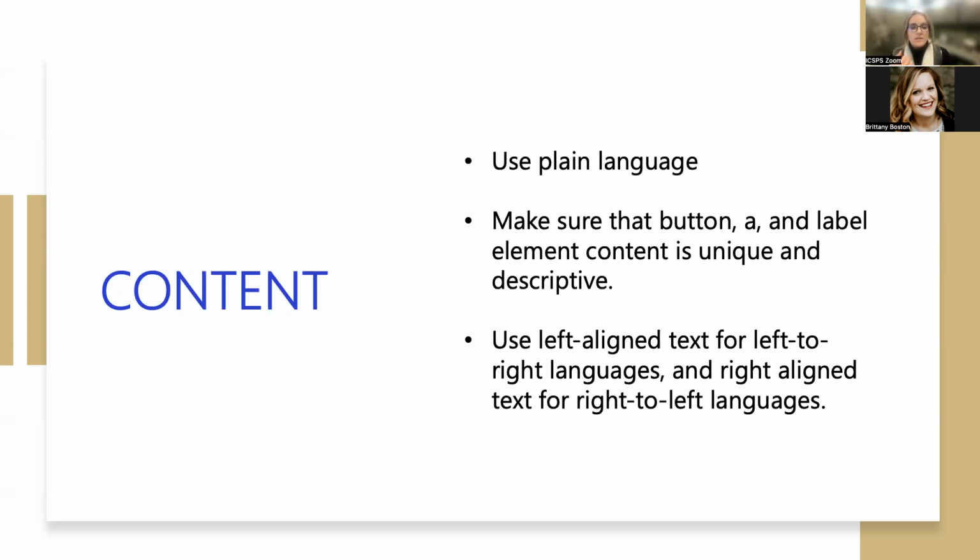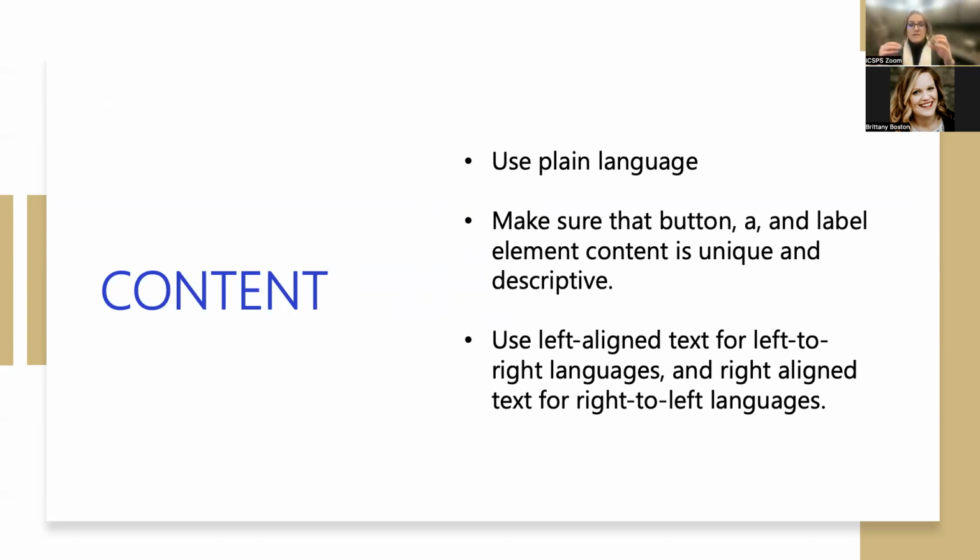But we have content is the most important part of our site, right? We've kind of already touched that. So we want to do things like use plain language, avoid figures of speech, avoid idioms, avoid complicated metaphors, write all of our content at an 8th grade reading level. We want to make sure that the button and label elements content is unique and descriptive.